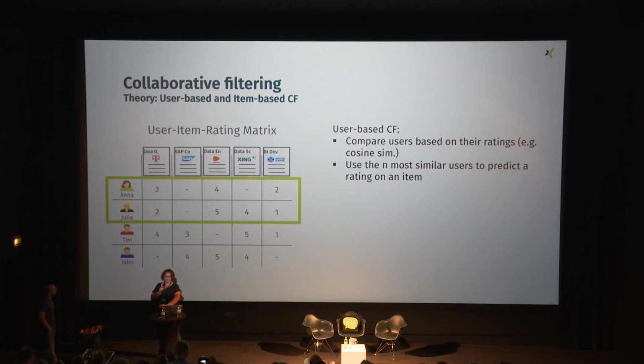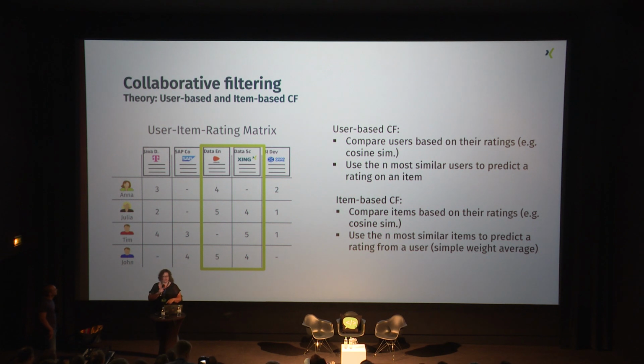On the other way, you can also compare the items based on that user-item matrix. So here we can say that the job postings from Zalando and from XING seem actually to be pretty similar as well because they attract the same users. In this case, Julia and John rated both of these items and they rated both pretty highly. So again, we would recommend the XING posting to Anna because she already liked the Zalando posting, and we would recommend the Zalando posting to Tim because he already liked the XING posting.